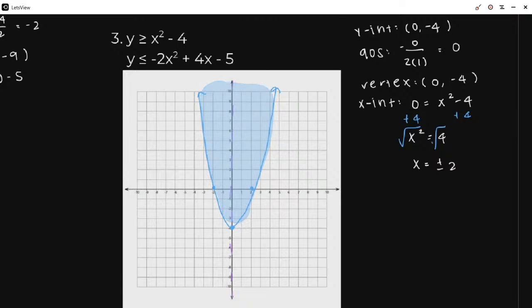Okay, then for the next one, let me just draw a line so you can tell that this is for the other part. Our y-intercept is 0, negative 5.